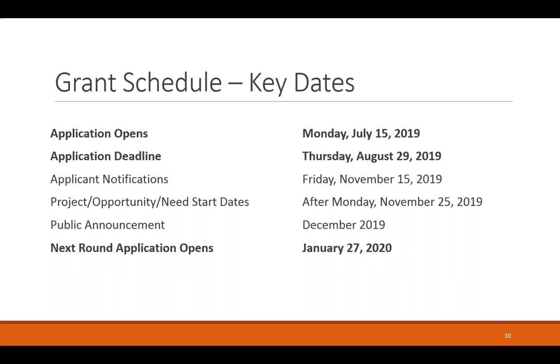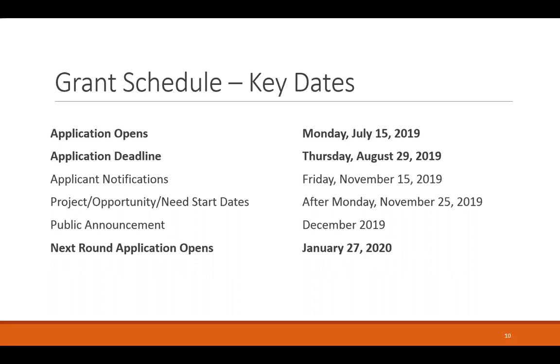Our applicant notifications are going out on Friday, November 15th, and the project opportunity or need start date needs to happen after Monday, November 25th. The reason for that is once you all have been selected and the checks have been cut, the contracts have been drawn up, that's the earliest date that we're going to be able to meet with you, meaning that's the earliest date that you would be able to receive your check. There will be a public announcement for the selected artists during the month of December.